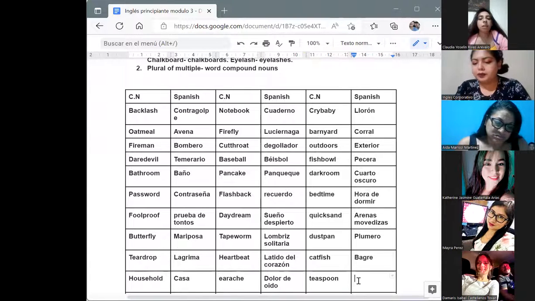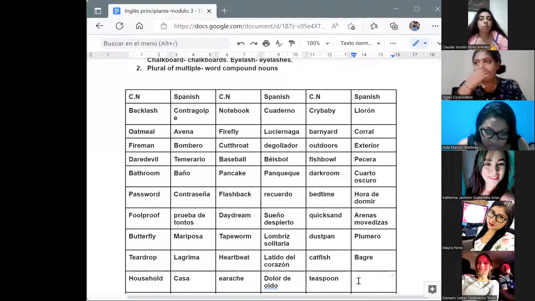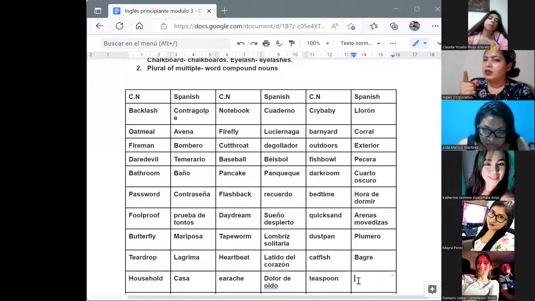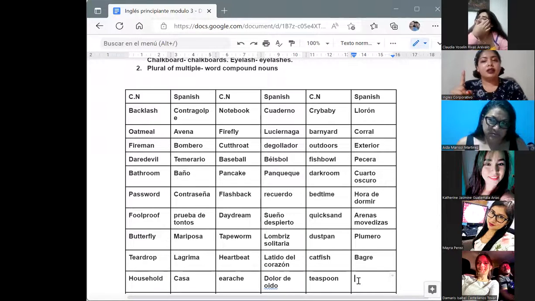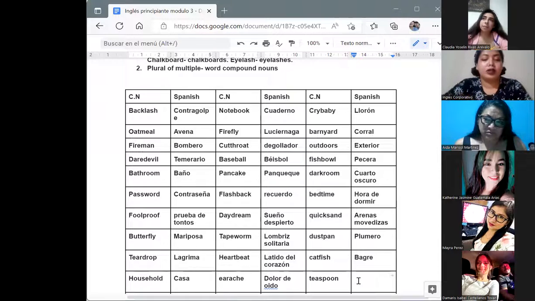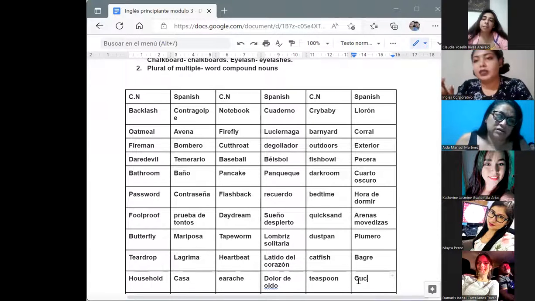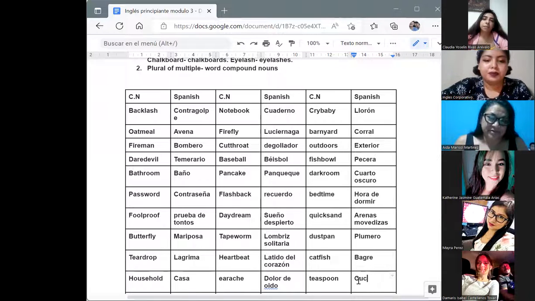This one. Charada. Almost, almost. Cucharilla. Yes, es una cuchara para té. Una cucharadita. Es una cucharadita, es una cuchara pequeña. Son como las cucharas de té que son pequeñitas. Cuchara de té.